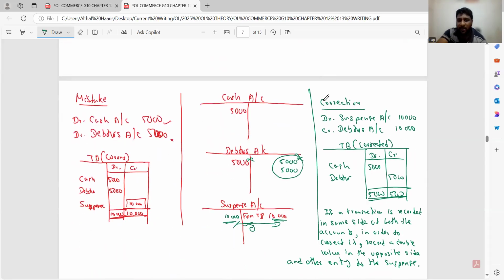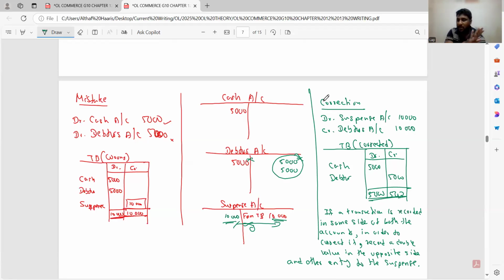And third one we learned, if you have recorded one transaction on the same side of both the accounts, in order to correct it, for the account which got recorded wrongly, you have to put double the value on the opposite side, and the same value should be recorded in the suspense account on the other side.